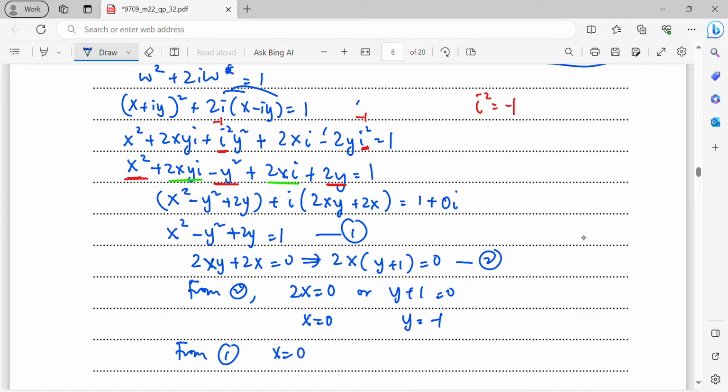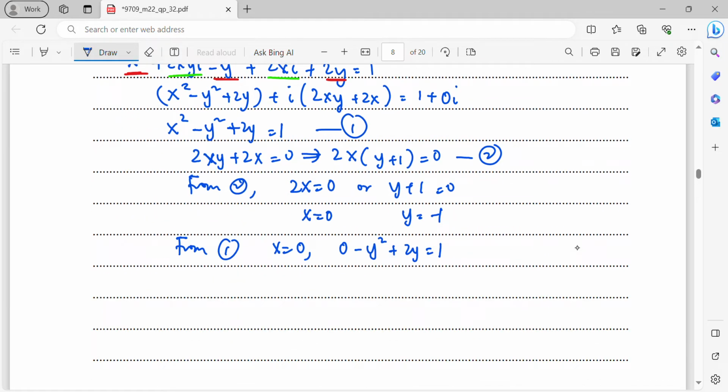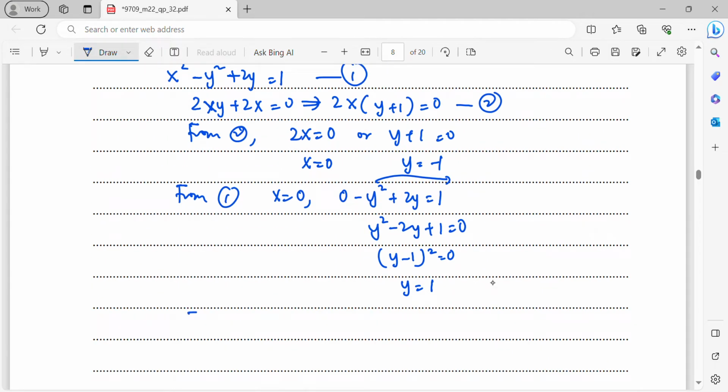So when x equals to 0, for the first equation, 0 minus y squared plus 2y equals to 1. Then from here, I will move all the terms to the right side first. y squared minus 2y plus 1 equals to 0. Now this quadratic equation can be factorized into y minus 1 squared equals to 0. Therefore, I'm getting y is 1.